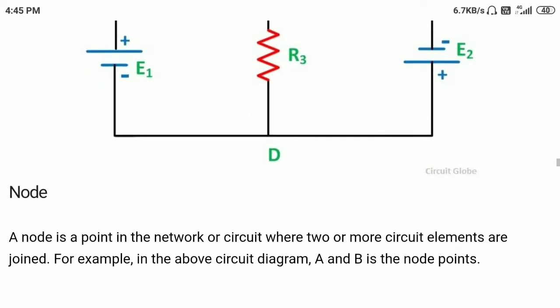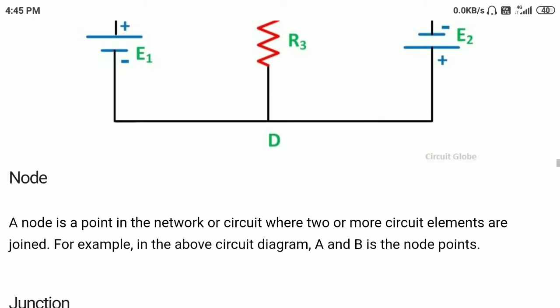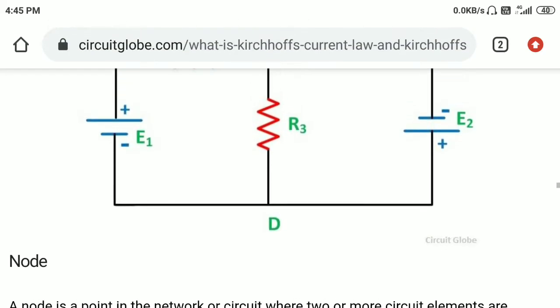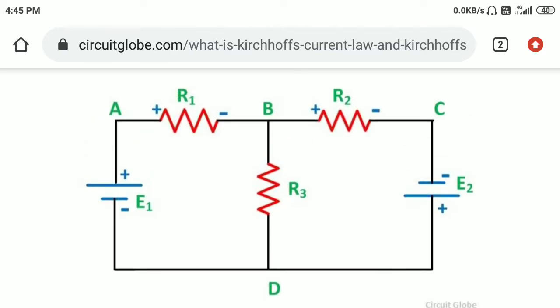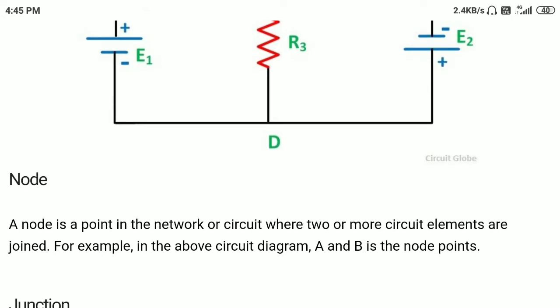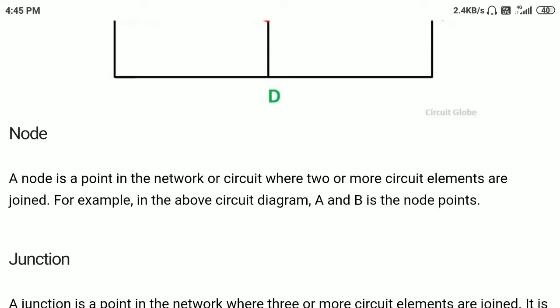A node is a point in the network or circuit where two or more circuit elements are joined. For example, in the above circuit, A and B are the nodes, because two or more circuit elements are connected there. So A and B are the node points.